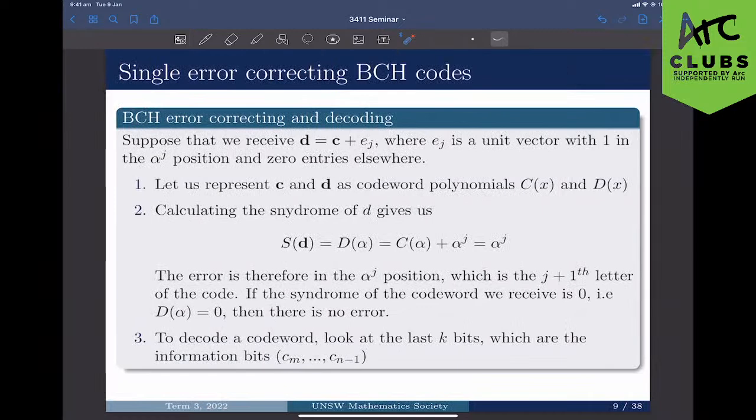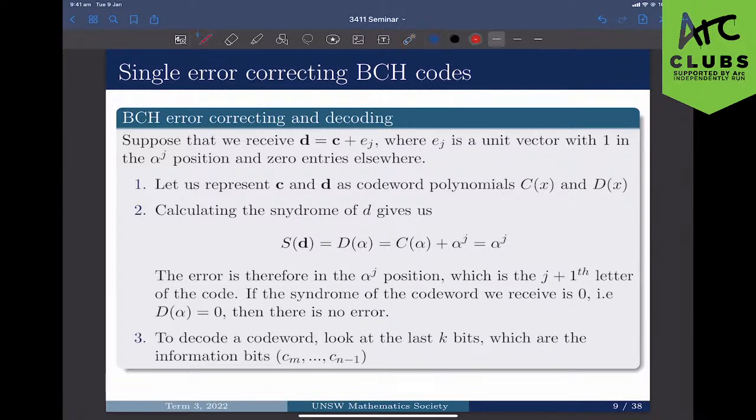Now we look at error correcting and decoding. So when we receive a BCH code, we ideally want to receive c, which is just a code without any errors. But we might receive a code d, which is c plus e_j. And e_j represents when there's an error in the alpha to the power of j position.